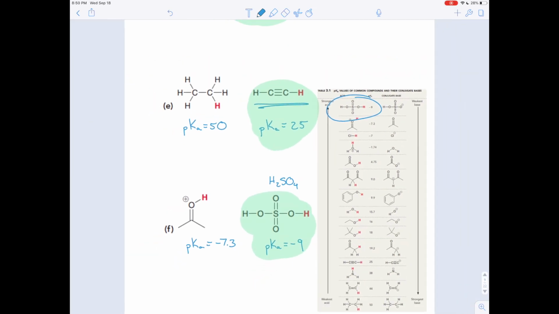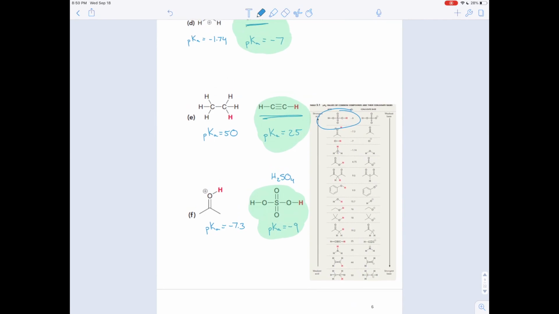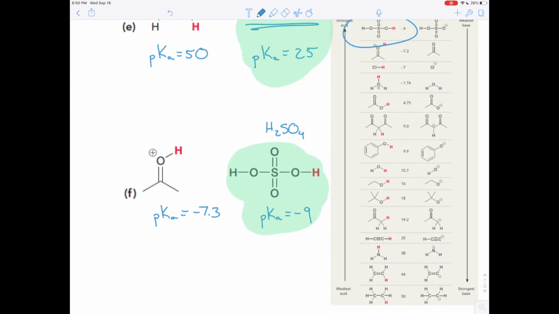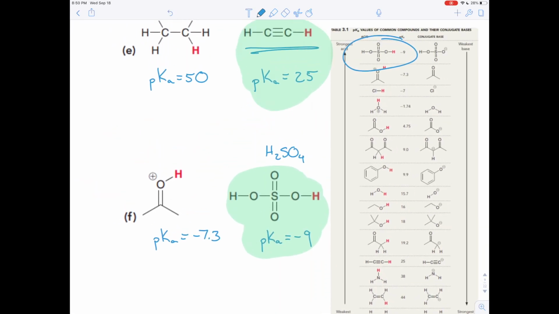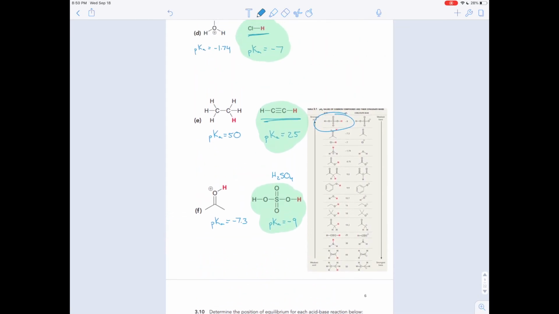So you can use these pKa's, and you could also use Ka's to compare quantitatively the strengths of any two acids. And in this case, I would give you the pKa's. You don't have to memorize the pKa's on this table. You would have to be able to think through them, though.